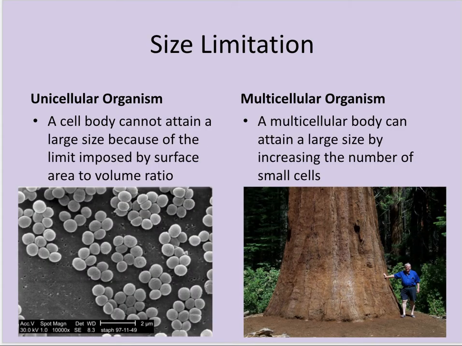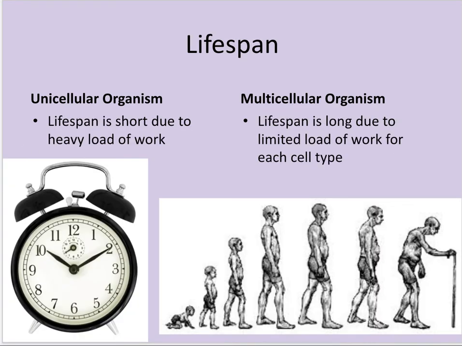We break our leg, you know, we can be healed and things like that. Okay, size limitation. A unicellular organism in a cell body cannot attain a large size because of the limit imposed by surface area to volume ratio. But a multicellular organism can attain a large size because it's increasing the number of small cells. So unicellular organisms are going to stay pretty much like they are forever. And then lifespan. A unicellular organism is going to have a short lifespan because it has a heavy load of work. Remember, that one cell is doing everything to help it survive. And that's a heavy load of work. Multicellular organisms usually live longer because there's a limited load of work. They're all sharing in that work. Just like if you're working together with your family to get something completed at home, if everybody pitches in, it's not as hard on one person.